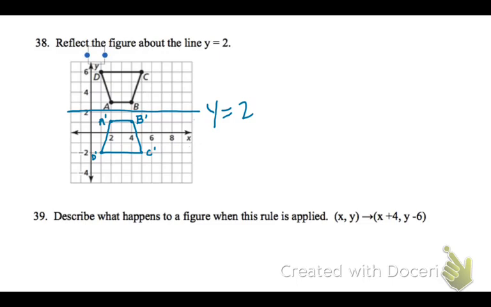On 39, the plus 4 means that's being shifted in the x direction a positive 4 units, so it's being shifted right 4 units, and the negative 6 attached to the y means that it's being shifted down. Oh, haha, should be a down. Shift 6 down.